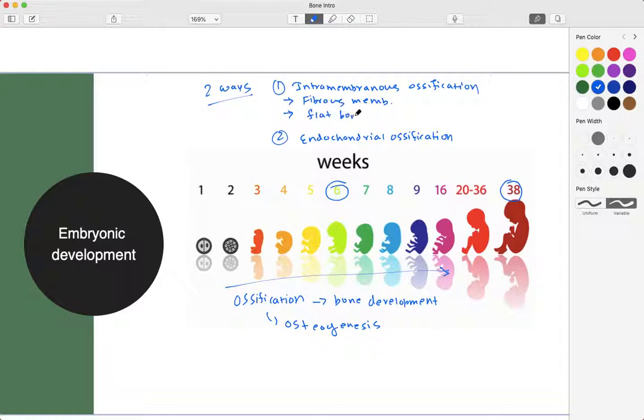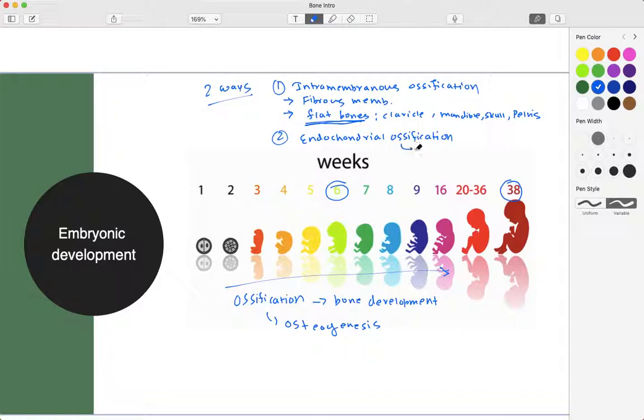These are types of bones based on shape. Flat bones include, let's say, the clavicle, the mandible, the skull, and the pelvis. There are others also, but these are the main ones. So intramembranous ossification gives rise to flat bones. This is very important.